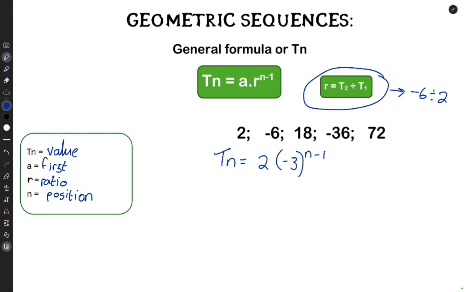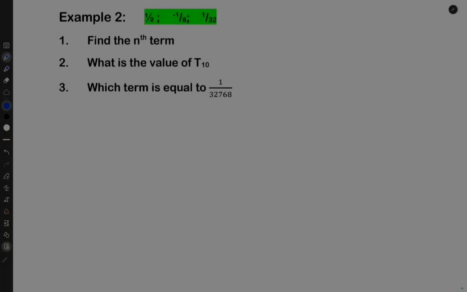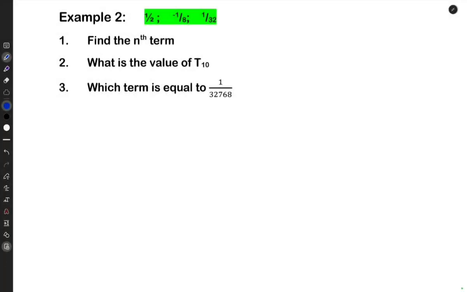Okay, so that is how you use the formula for a geometric pattern. And then from here, if they ask me what's the 10th term, I can sub it into n. If they ask me what is the position of a term with a specific value, I sub it into Tn. Okay, let's look at this example, which you could find in a test or in an exam. For question 1, find the nth term. Now, if I first look closely at the sequence, a half, minus an eighth, and then 1 over 32.